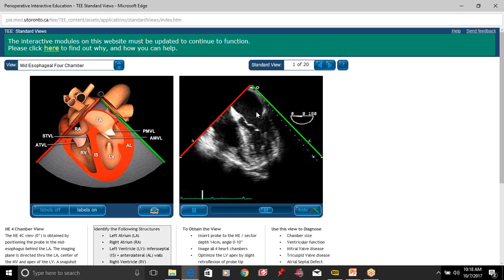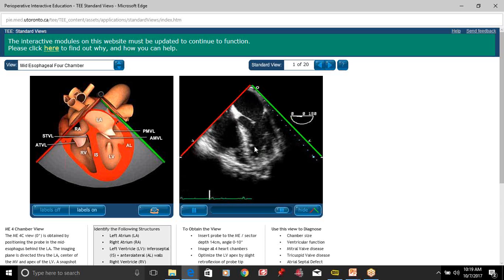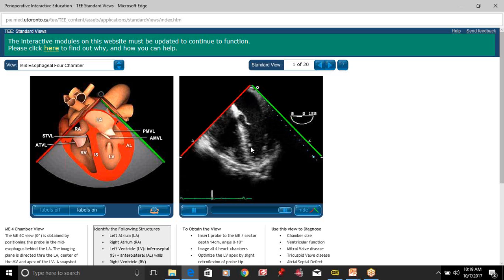The left atrium is up here. This is your mitral valve, opening and closing. This is your anterior mitral leaflet, and this is a posterior mitral leaflet. The left ventricle is there, and you can see a little portion of the papillary muscles. So this will be your anterior lateral papillary muscle, your posterior medial papillary muscle. Ventricular septum, atrial septum, the right ventricle, tricuspid valve is right there, and the right atrium.